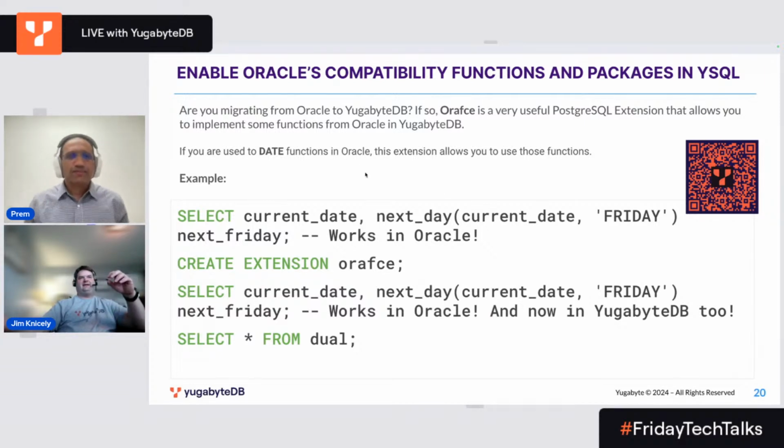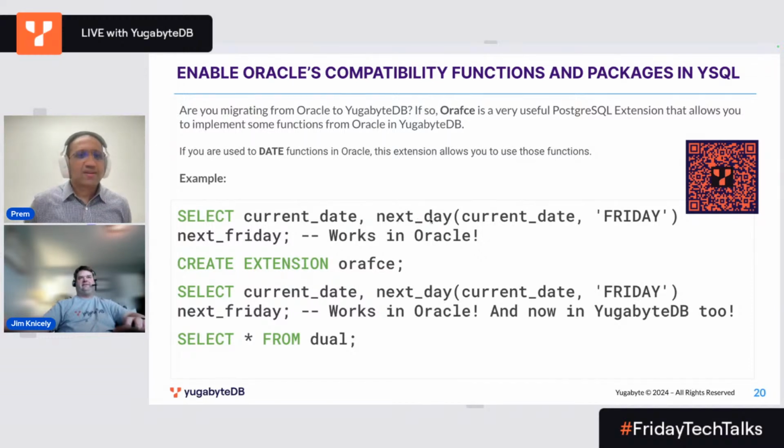So I was a big Oracle guy, right? So when I came over to start using Postgres and Yugabyte, it was a little bit hard because it didn't have a lot of the functions that are in Oracle. But there's a cool extension called orafce that you can install. Once you install it, it gives you access to Oracle functions.